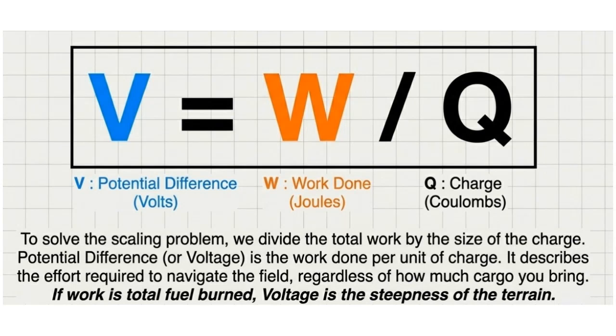Now, let's look at how potential difference, or voltage, is calculated. It's the work done divided by the charge, so it tells us how much work is needed for each unit of charge moving through an electric field. This helps us understand the effort required no matter how much charge is moving. You can think of it like this: if the total work done is like the total fuel burned going uphill, then the voltage is like the steepness of the hill itself. This relationship helps us focus on the intensity of the energy needed per charge rather than just the total work done.